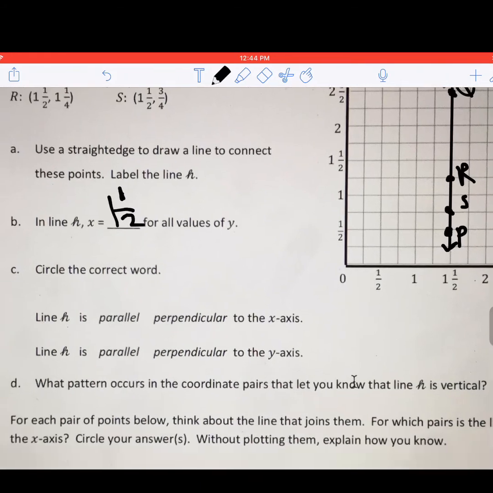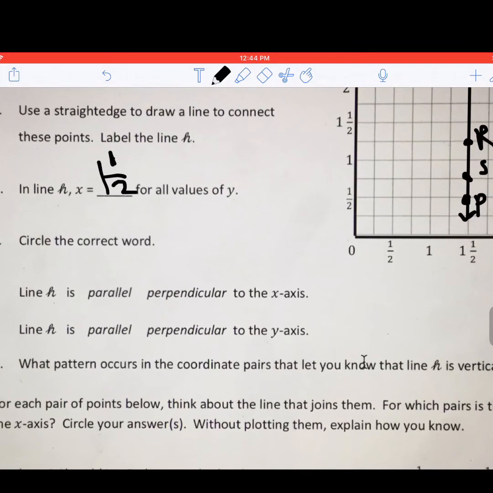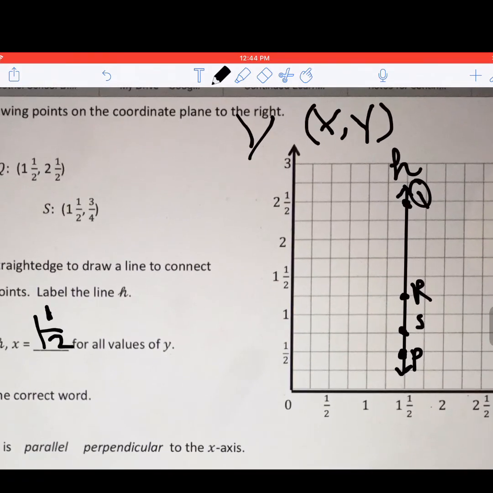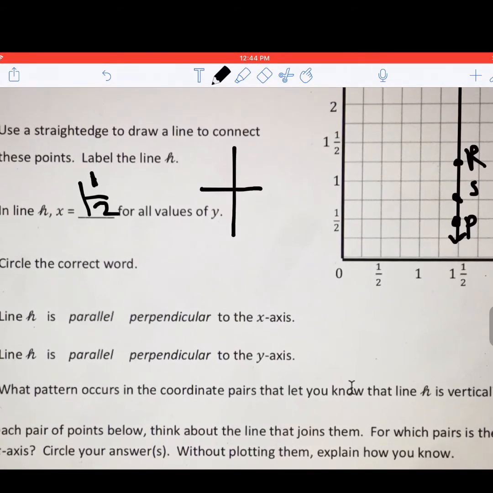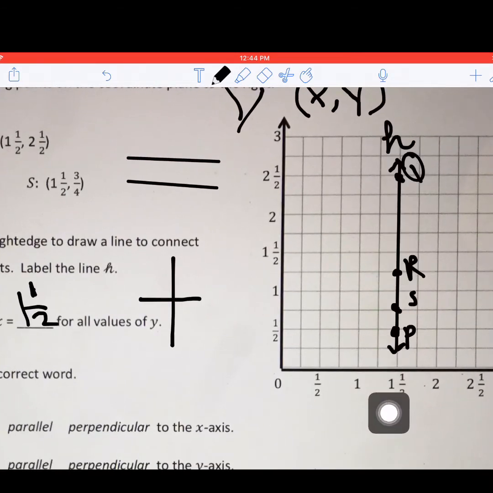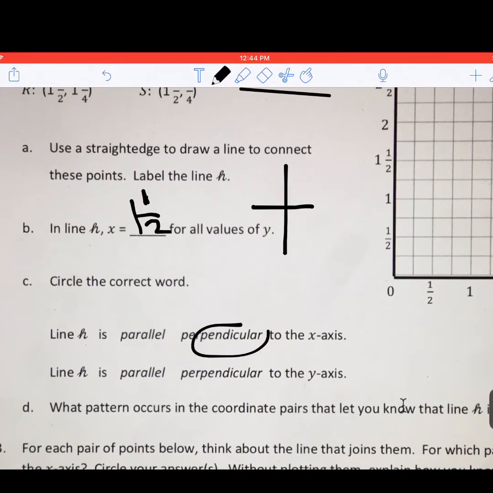Question C says, circle the correct word. Line H is parallel or perpendicular to the x-axis, so we're looking at line H's relationship with the x-axis. Just a reminder, those are what parallel lines look like, and these are what perpendicular lines look like. Parallel lines continue on and on forever without touching, and perpendicular lines meet at a 90-degree angle. So line H meets that x-axis at a right angle, so it's perpendicular.